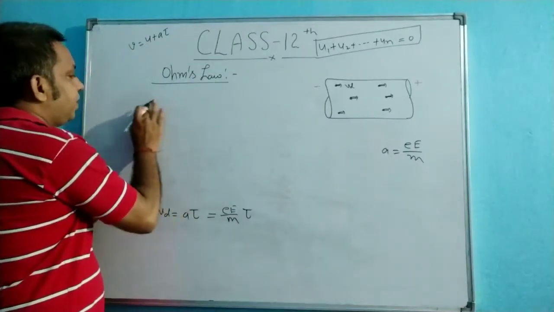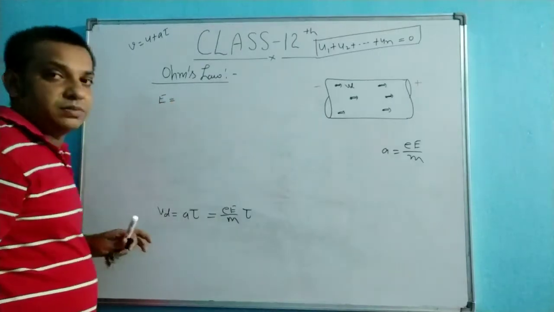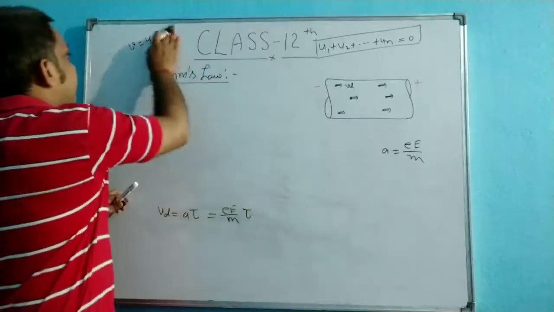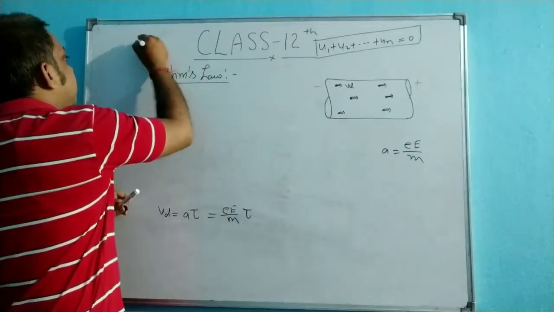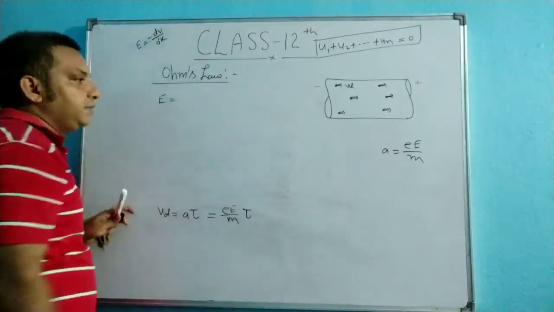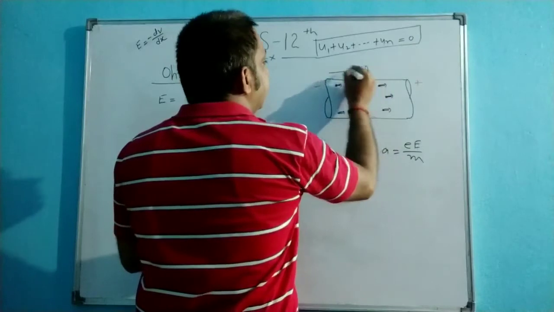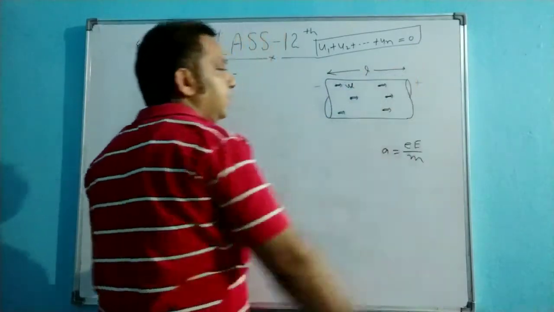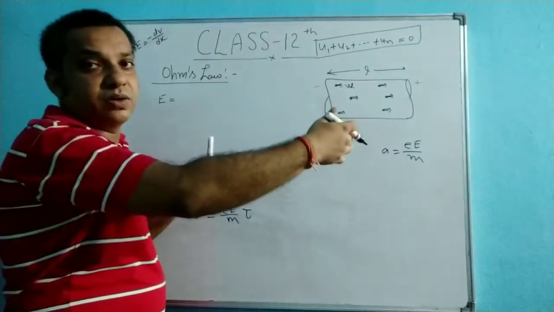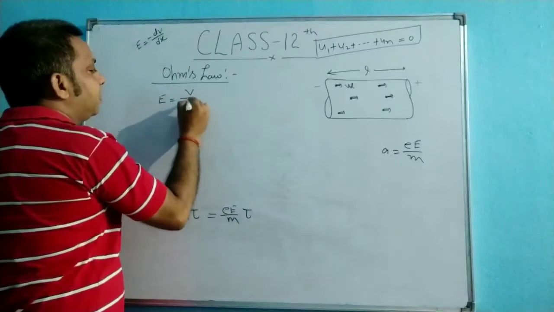This electric field E can be represented in terms of the potential gradient. From the formula, E is equal to minus dV upon dx. Now, I am assuming the length of the conductor is L, and the potential difference applied across the conductor is V. So we can write E is equal to V by L.